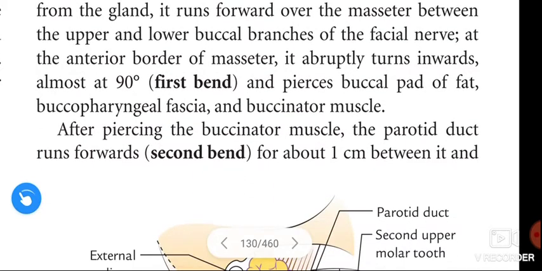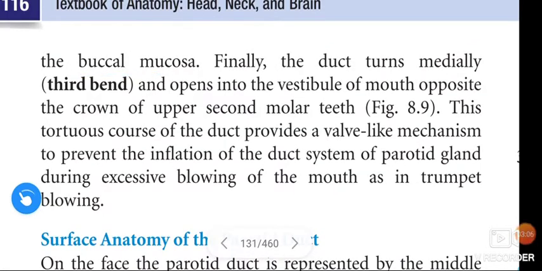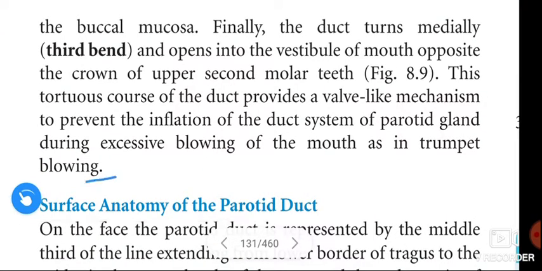Next, after piercing the buccinator muscle, the parotid duct runs forwards, and this is the second bend, for about 1 centimeter between it and the buccal mucosa. Finally, the duct turns medially, this is the third bend, and opens into the vestibule of the mouth opposite the crown of the upper second molar tooth. This tortuous course of the duct provides a valve-like mechanism to prevent inflammation of the duct system of the parotid gland during excessive blowing of the mouth, as in trumpet blowing.